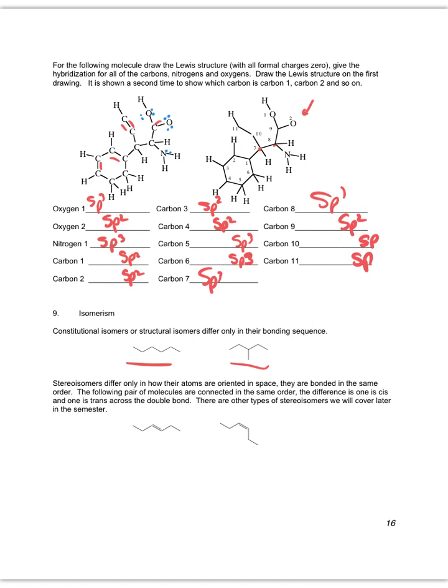Stereoisomers differ not in their bonding sequence. They're bonded in the same sequence. There's just a difference in them. In this, we have the trans versus the cis alkene, and we'll get into that a lot later on, so don't worry about that as we're going on.